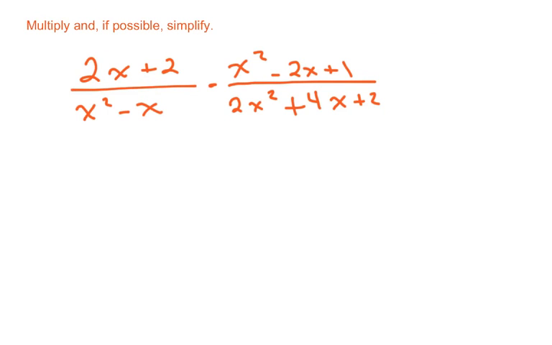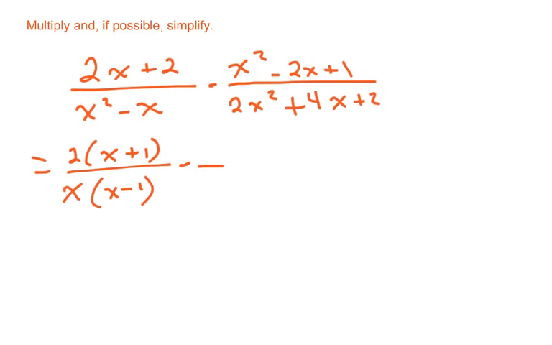So what we have to do first to multiply and simplify, remember, you multiply straight across, but what we want to do here is make sure we factor everything first. So the first numerator, 2x plus 2, we can factor a 2 out and we're left with x plus 1. The denominator, we can factor an x out and we're left with x minus 1. And then we have to factor the numerator and the denominator of the second one. The numerator is going to factor into x minus 1 and x minus 1.